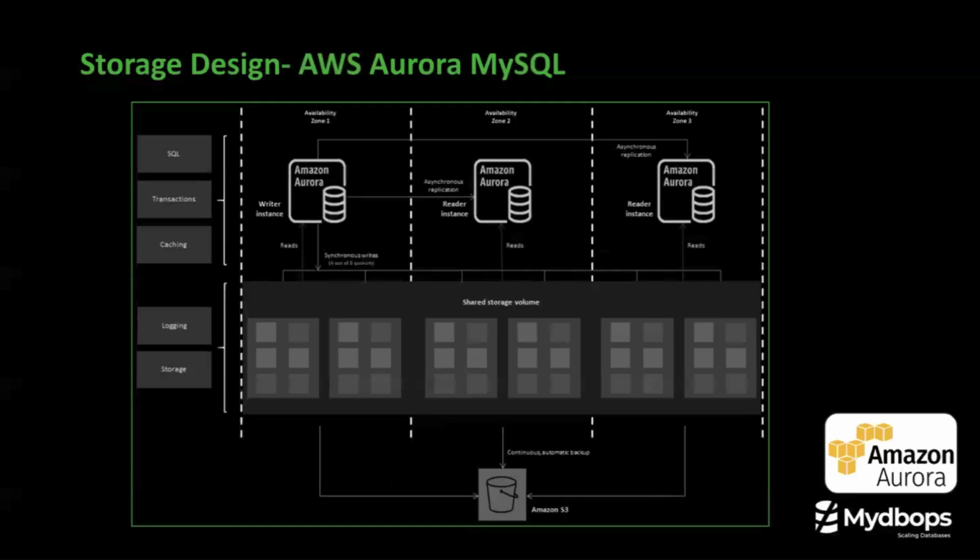One of Aurora's key advantages is its shared storage system. Instead of each instance having its own storage, all instances share a single SSD-backed cluster volume, which is automatically replicated across three availability zones for durability. The storage is also auto scaling. That means it expands up to 128 terabytes without requiring manual provisioning. This makes Aurora a great choice for applications that need high availability, scalability, and simplified storage management.